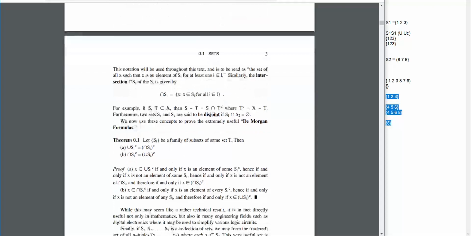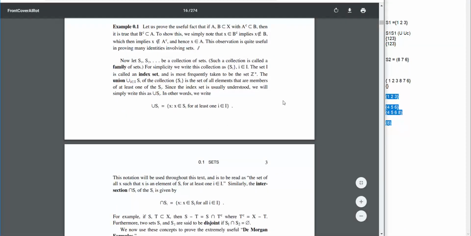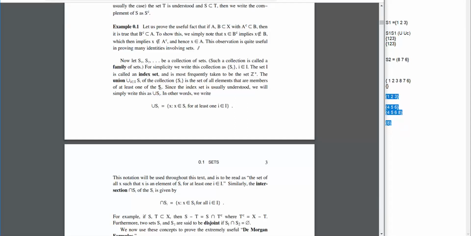Alright, let's see where this is leading us. I find it a bit confusing here. Now, you have at one point the set of all elements that are members of at least one of the Si. So all the elements of at least one of the Si. Because in the union, you're guaranteeing at least one of the Si is in the union.